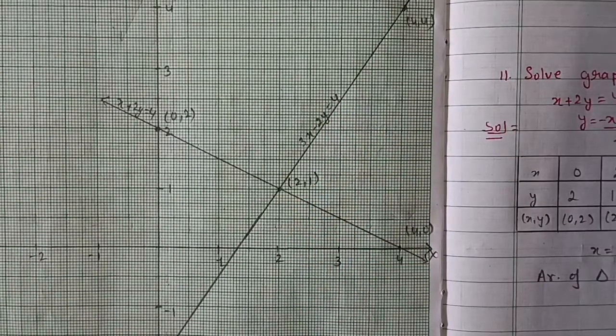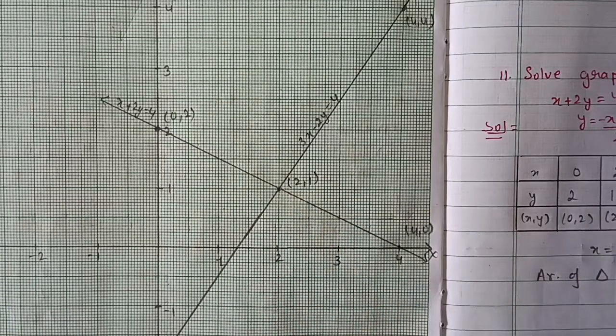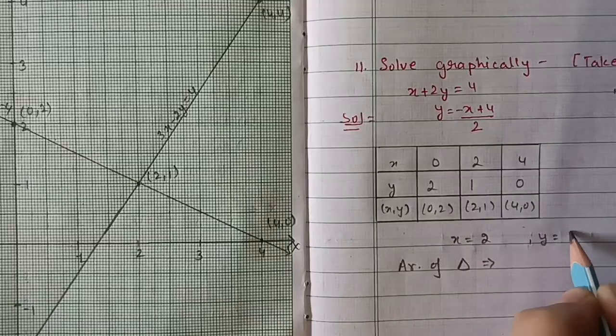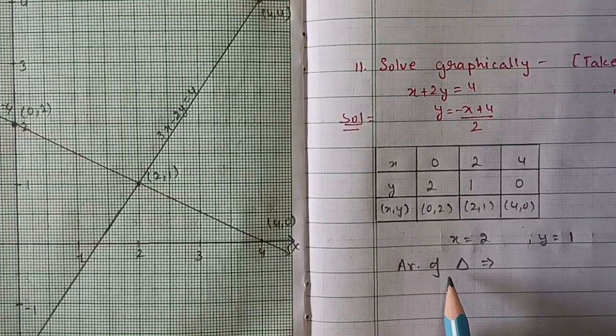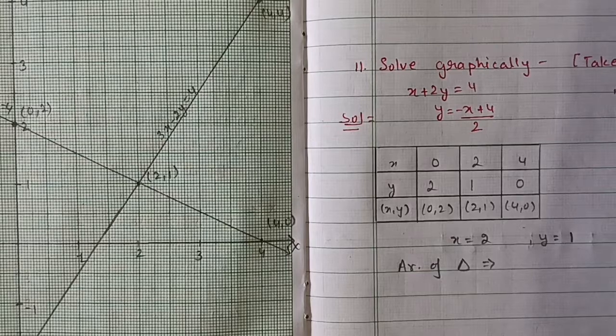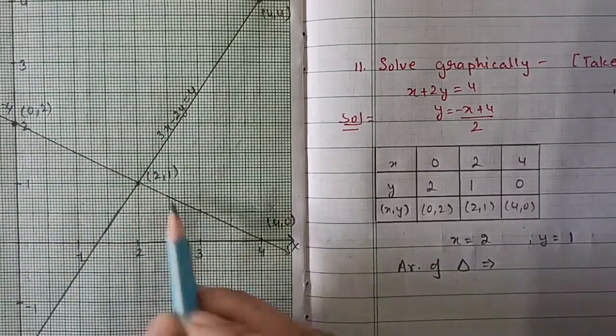And in this question also you have to find out the point of intersection. So this is the point of intersection where these two lines are intersecting. 2 comma 1, x value is 2 and y value is 1. Then we have to find out the area of triangle formed by the lines and the x-axis. So x-axis means this triangle area we have to find out.